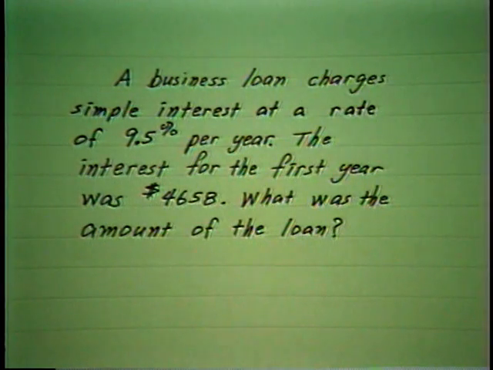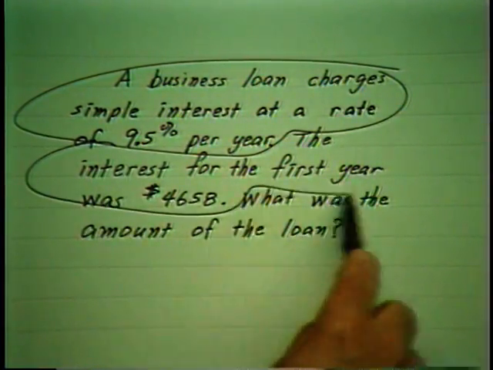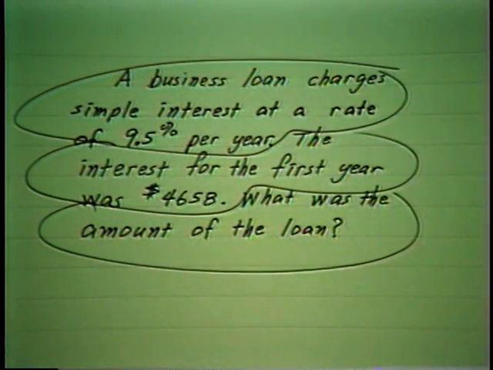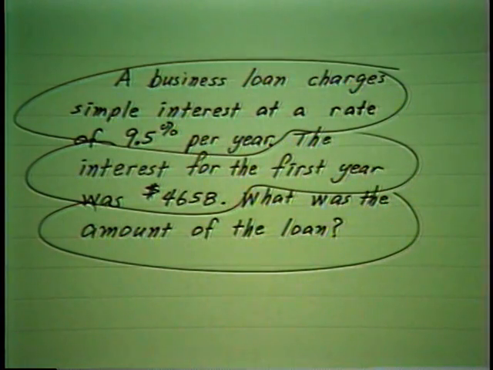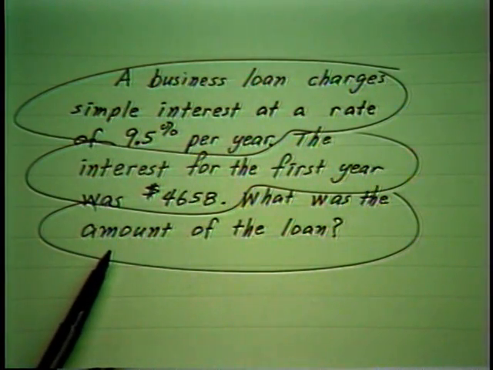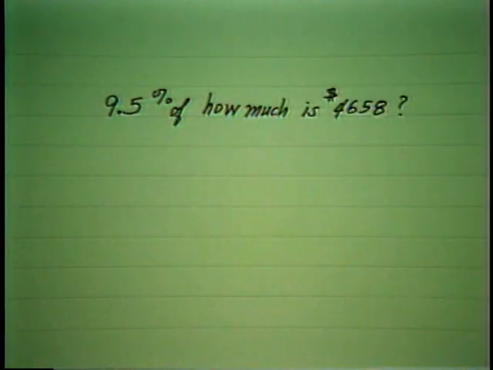A business loan charges simple interest at a rate of 9.5% per year. The interest for the first year was $4,658. What was the amount of loan? See, in this problem we have 3 sentences. Our problem is one of semantics, not mathematics at first. Can we restate what we want in terms of what we have in one simple sentence? Reread this again. Now, can you see that this is saying the same thing as this simple statement?